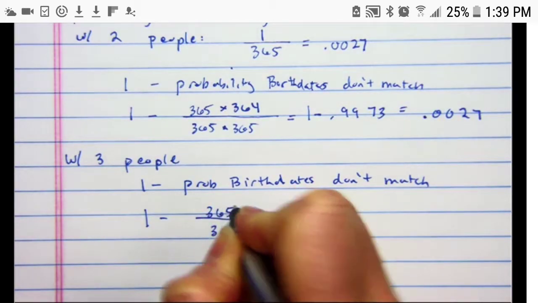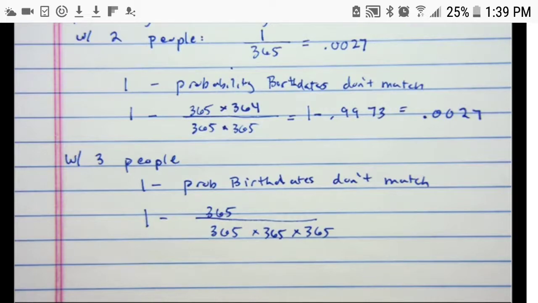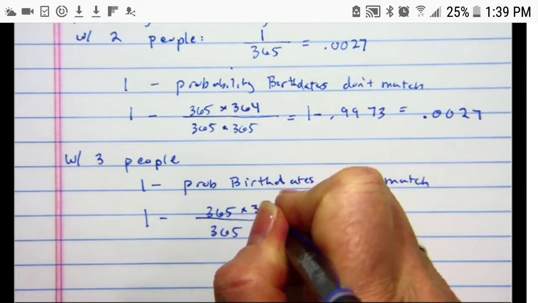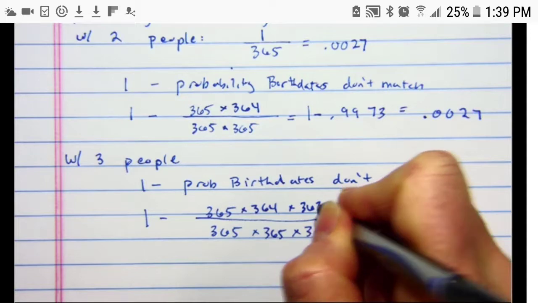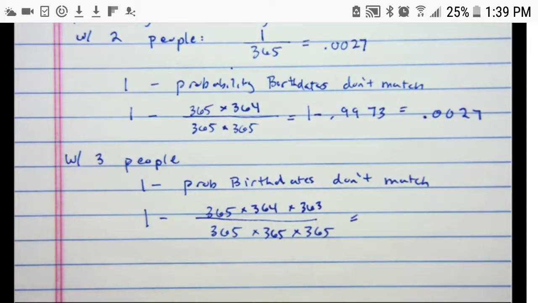Now the first person can have their birthday any day of the year, but then for the second person, we're looking at birthdays not matching, so the second person has 364 choices, and then the third person can't be either of those two persons' birthdays for us to not match, so that would be 363 choices. So we're looking at all the different ways you can put together birthdays that do not match. We'll put that in the calculator.